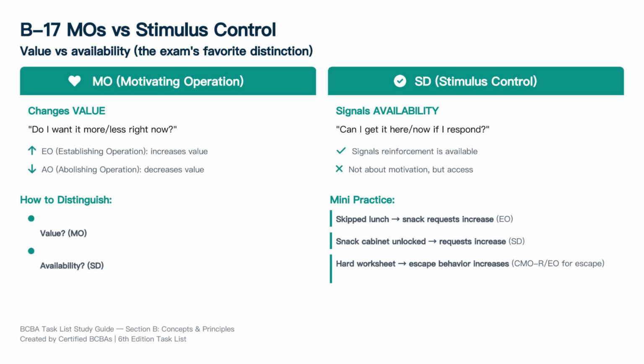This is the exam's favorite distinction: MOs change value. Do I want it more or less right now? While SDs signal availability: can I get it here and now if I respond? Both can occur together, so separate their roles. Skipping lunch increasing snack requests is EO, seeing an unlocked snack cabinet increasing requests is SD, and a hard worksheet increasing escape behavior often points to CMOR/EO for escape, depending on how the STEM frames it.